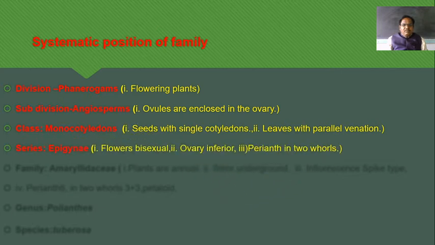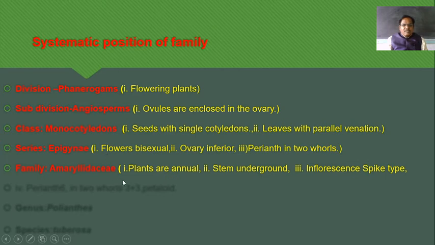Then the series is Epigynae. The name itself indicates that the flowers are epigynous, that is, the ovary is inferior, and calyx and corolla are absent, but perianth is found in 2 whorls, that is 3 plus 3, and flowers have androecium and gynoecium. So flowers are bisexual. Then the family is Amaryllidaceae.